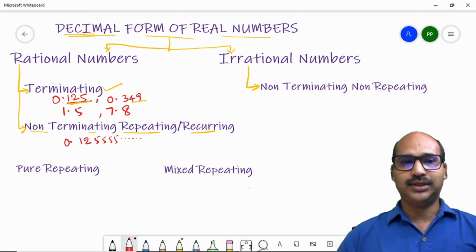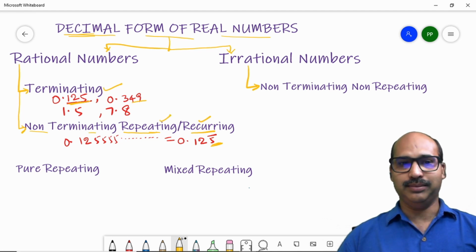So what does this mean? This means this is equal to 0.125 bar, where the digit is repeated, or recurring. Recurring and repeating mean the same thing. So what is the digit repeated so many number of times after the decimal? There we keep a bar on top of that.